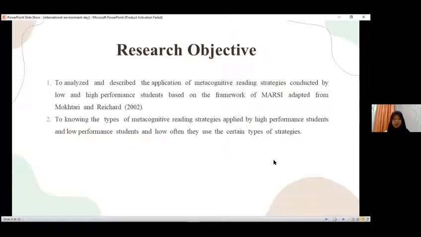This study only focuses on metacognitive strategies proposed by Mokhtari and Reichard, 2002, in which they classify metacognitive strategies in three categories, namely global reading strategies, problem-solving strategies, and support strategies. This research aims to analyze and describe the application of metacognitive reading strategies conducted by low and high performance students based on the framework of MARSI adapted from Mokhtari and Reichard 2002, and to know the types of metacognitive reading strategies applied by high performance students and low performance students, and how often they use certain types of strategies.